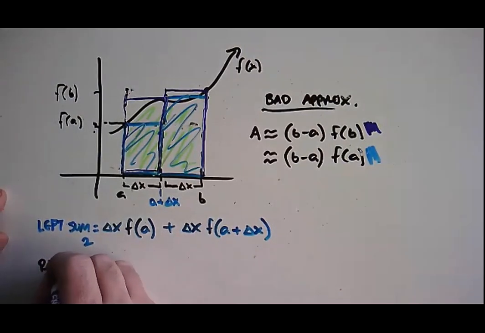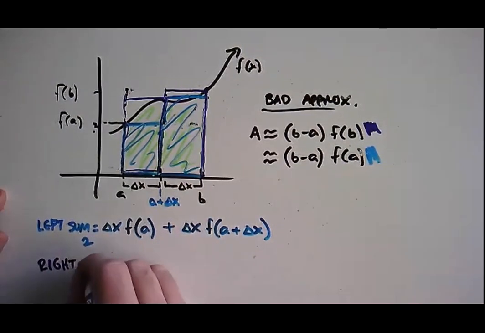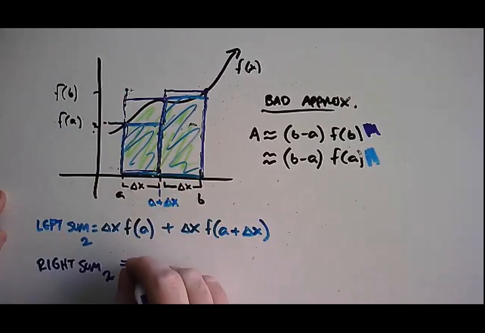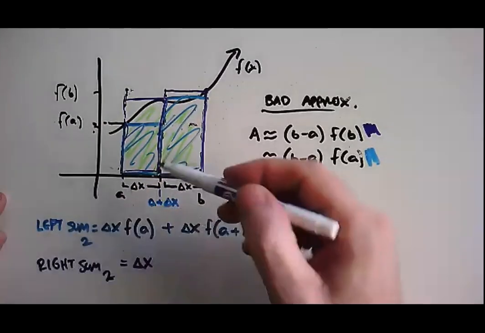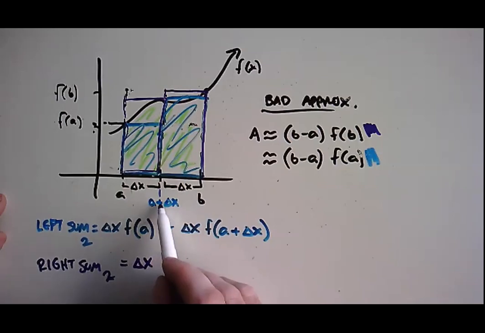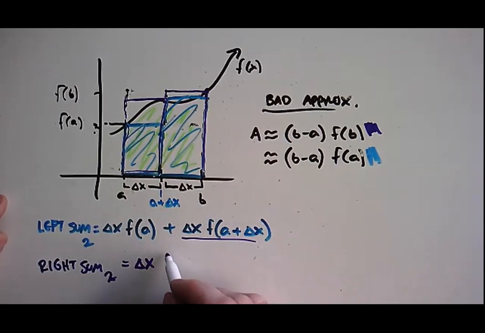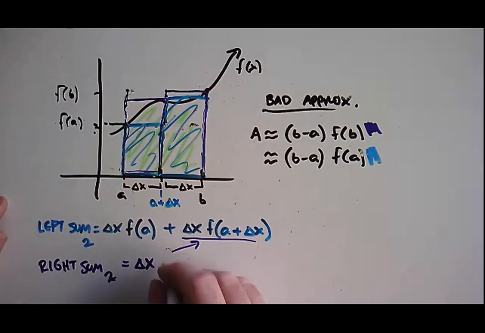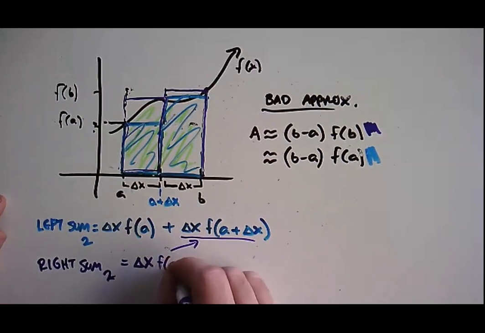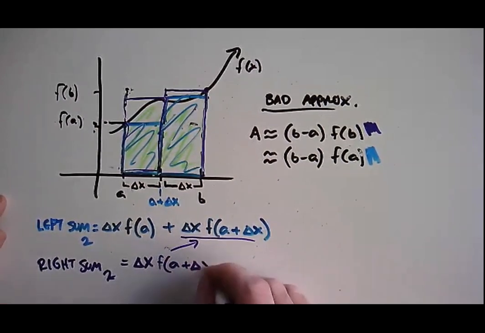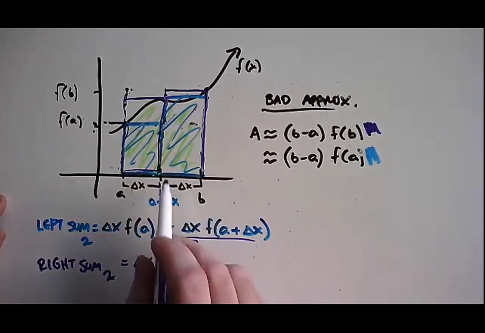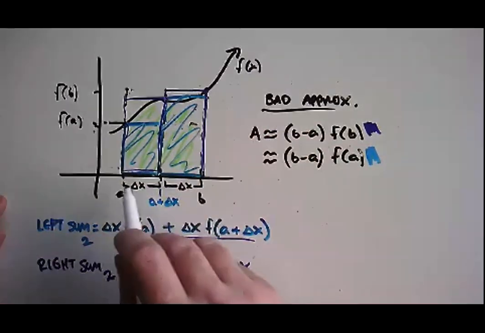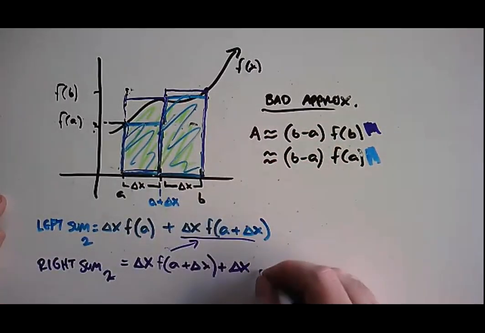And so our right-hand sum with two rectangles. Okay, the first rectangle has width delta x, and its height is actually f of a plus delta x. It's actually the same rectangle that we have here. The second blue one is the same size as the first purple one. So delta x times f of a plus delta x. And then our second rectangle here also has width delta x. And now the height is the right-hand endpoint, so f of b.